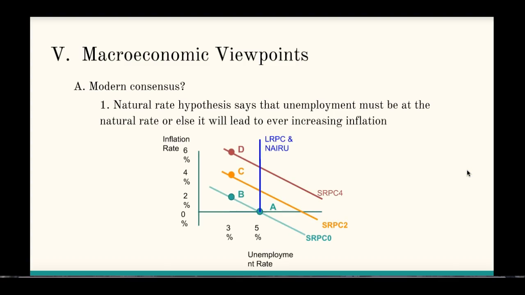Remember this lovely chart where we looked at the Phillips curve and we talked about if they try to maintain that 3% unemployment rate, it's going to lead to 2% inflation, which becomes expected and built in in the future, and then it goes up to 4% and so on and so on. Most economists agree with this. You have to be at the natural rate, otherwise you're going to cause increasing inflation.